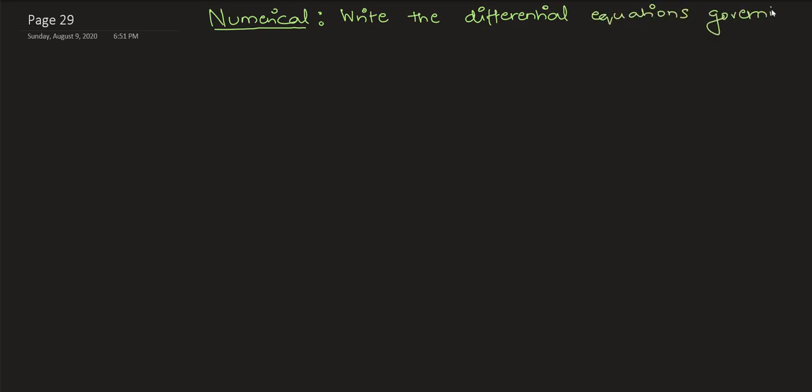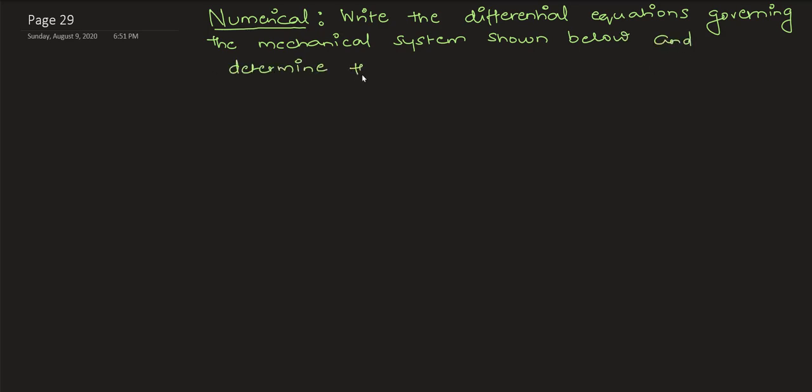So let's do a numerical to get this more clear. The question you see in these types is that you have to derive the differential equations for a mechanical system and obtain the transfer function after doing so. So how do we go about solving these numericals, which require us to find the differential equations and the transfer function?